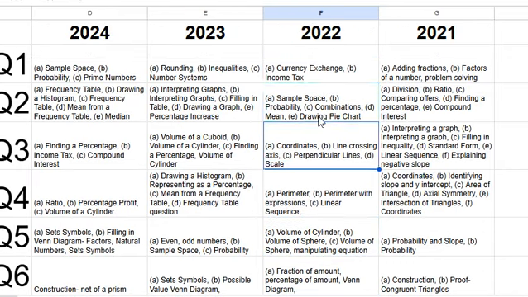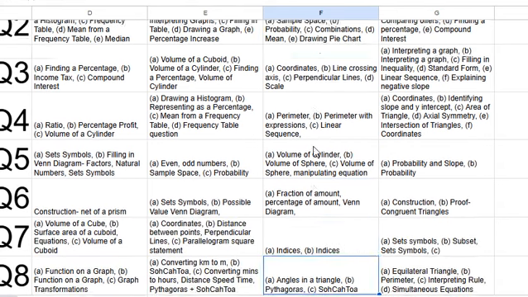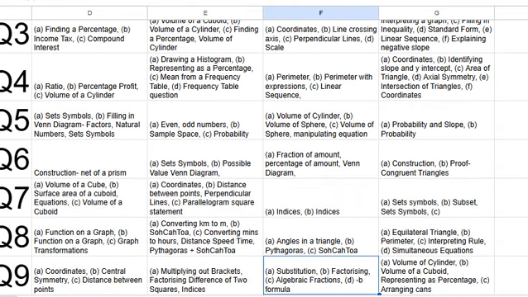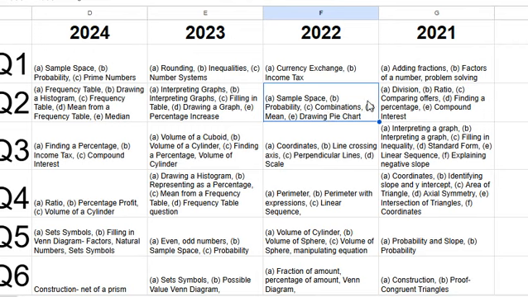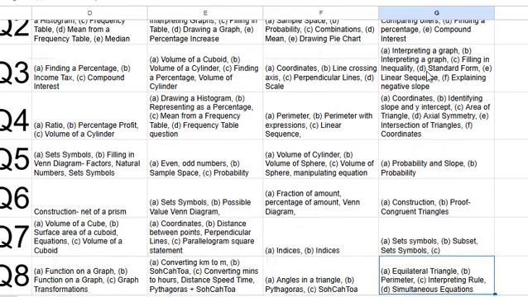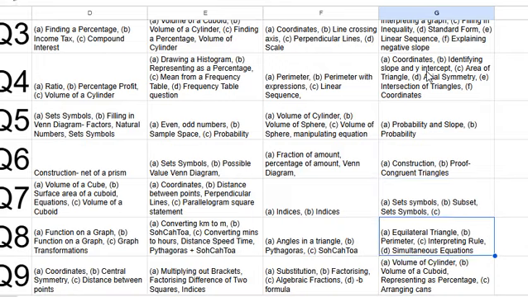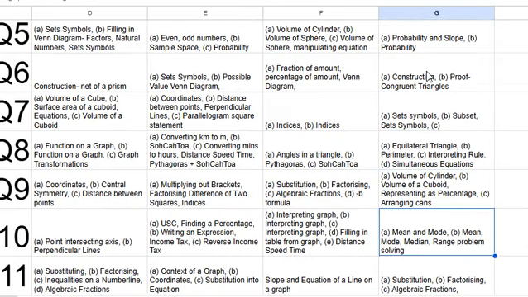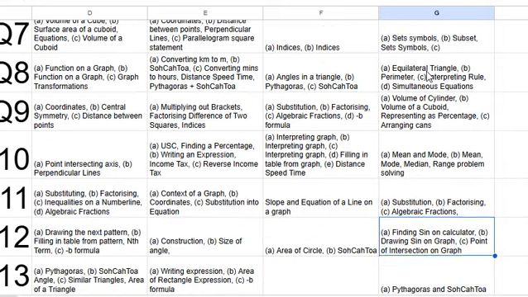You see the mean came up there in question 2D. And drawn a pie chart as well. And I don't see too much more that year, actually, unless I left something out. Then in 2021, mean and mode. So mean, mode, median, range come up there a bit in question 10.